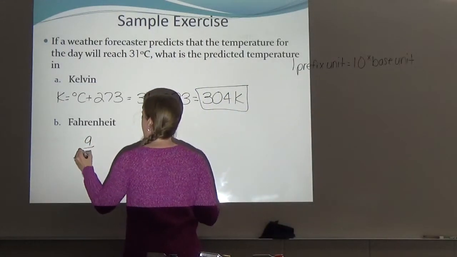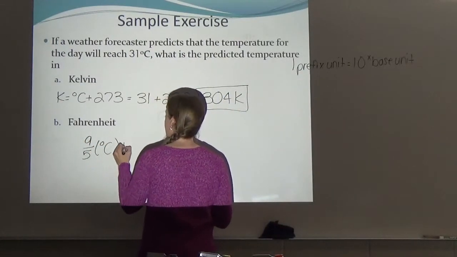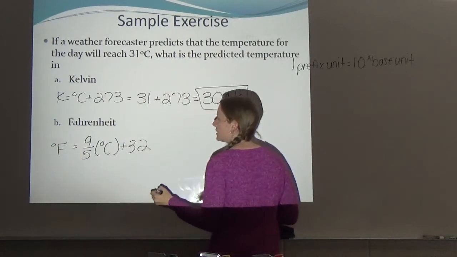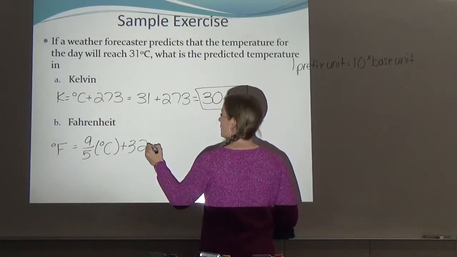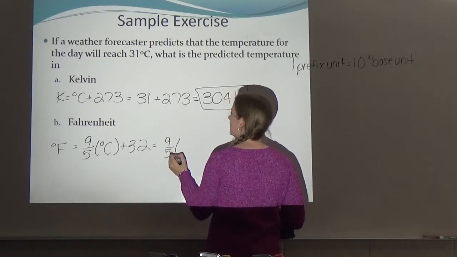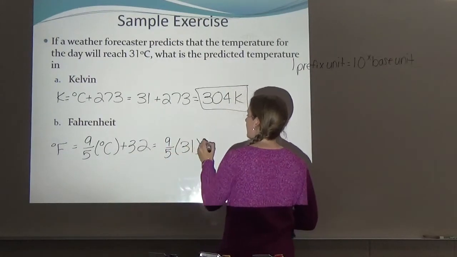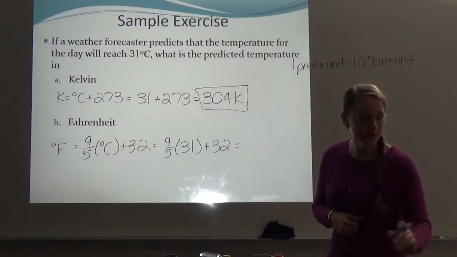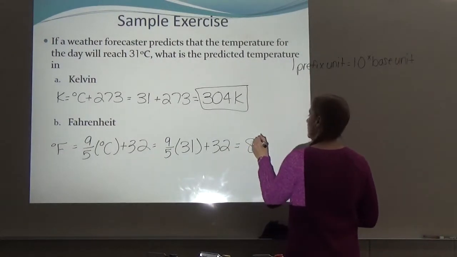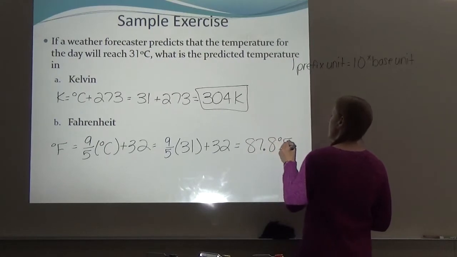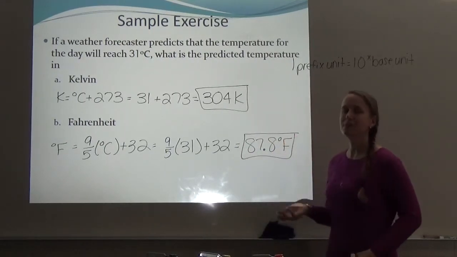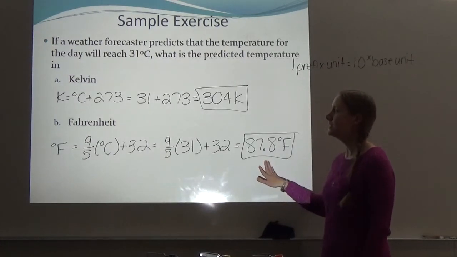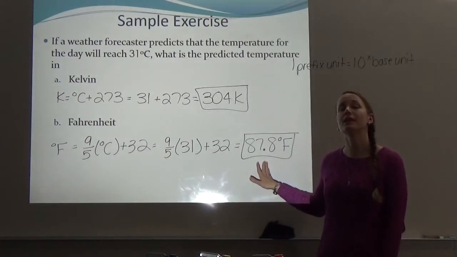So it's 9/5 times my Celsius plus 32. That's how I'm going to get to Fahrenheit. So I just plug in. So 9/5 times my 31 plus 32. And so when I plug that into the calculator, I get 87.8 degrees Fahrenheit.